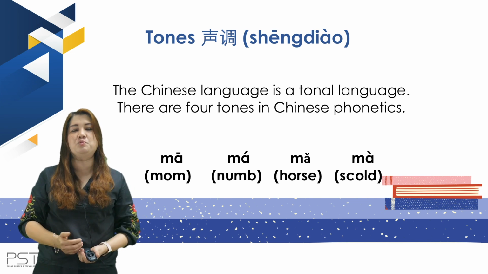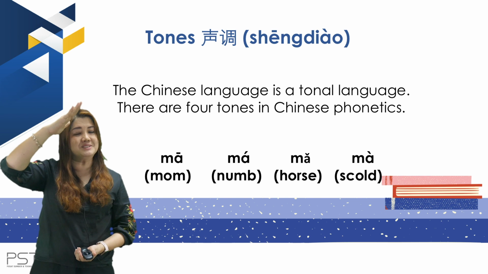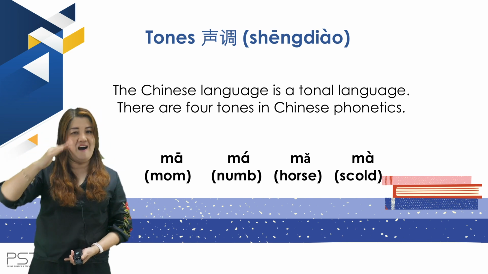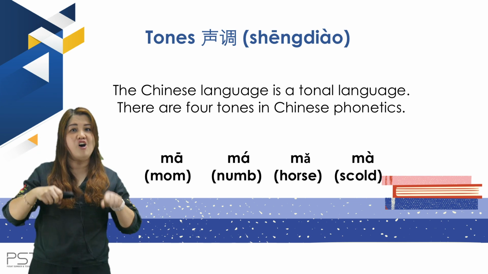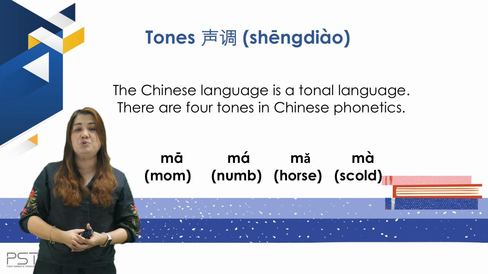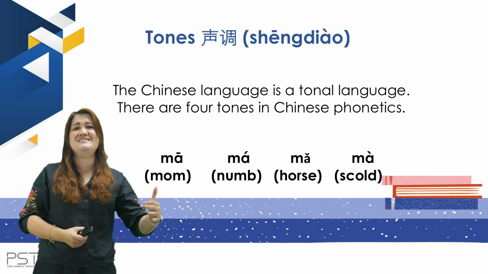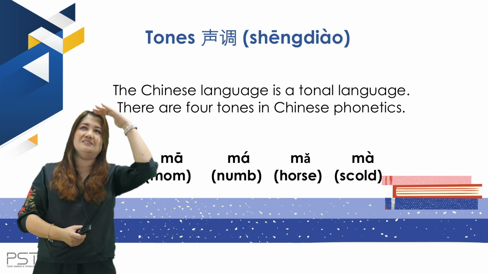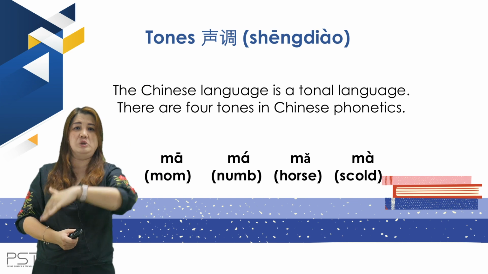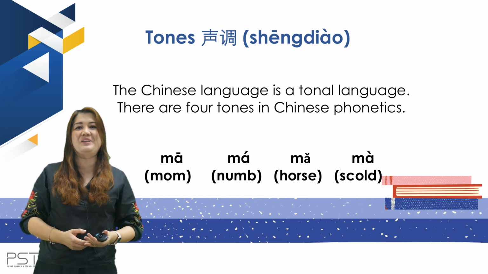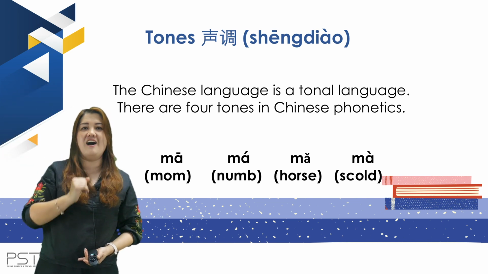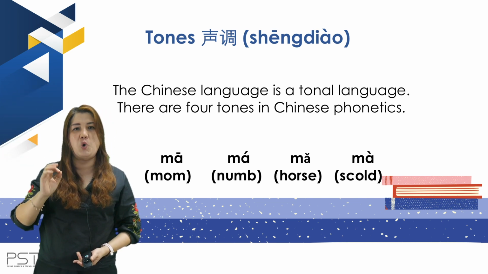Let's try the third tone. The tone seems to go down and then go up. For example, ma, ma, which means horse. Let's try the fourth tone. This one, the tone is like falling down, you can imagine you just fall down from somewhere very high to low. Let's try. Ma, ma, which means scold.